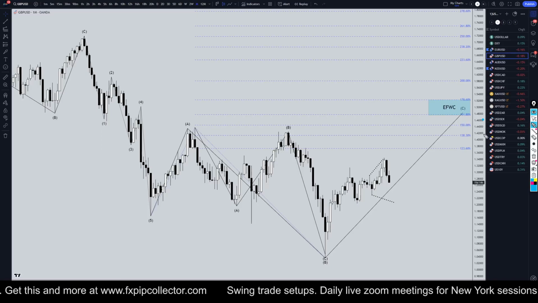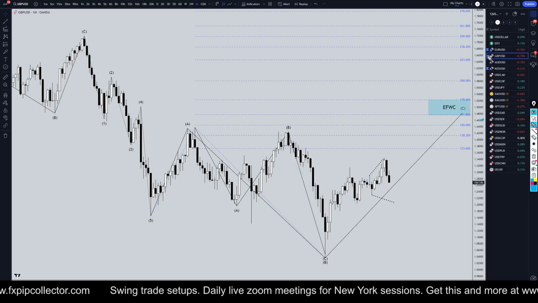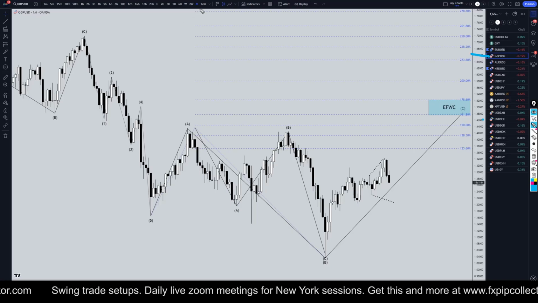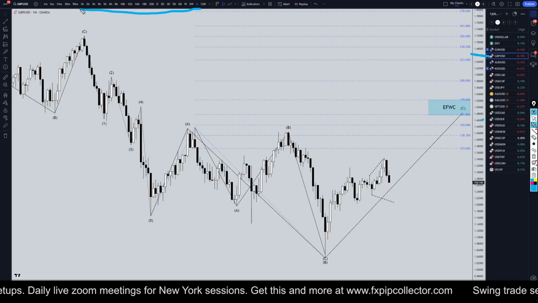Today is Thursday, November 14th, and I'm going to be analyzing the pound US dollar, starting on the monthly, working my way all the way down to the 1 hour time frame for the full top down analysis.